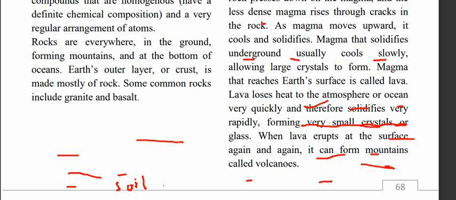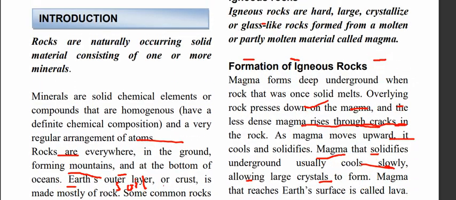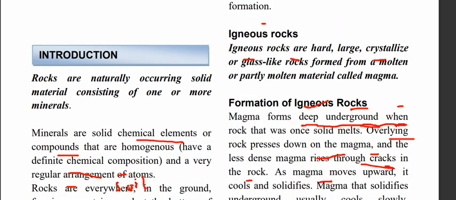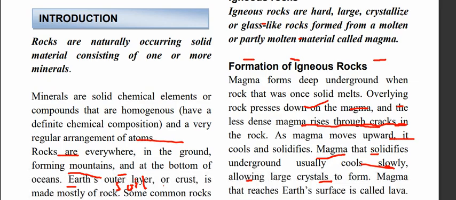All right, now we will talk about the types of igneous rocks. We have the intrusive and then the extrusive. The extrusive is the volcanic igneous rock, and then the intrusive is the plutonic igneous rock, in another lecture. So just stay tuned.